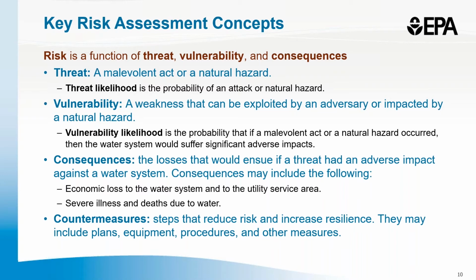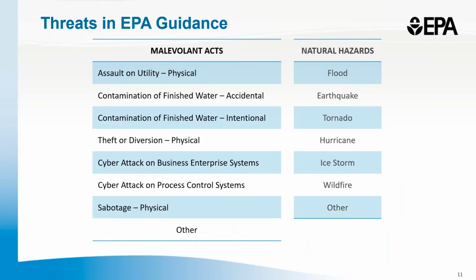Countermeasures, which is something that we'll get into in a little bit, are steps that you can take to reduce the risk and increase resilience. And this could be plans, equipment, procedures, or other measures. The threats in EPA's small systems checklist are the ones listed on the screen.